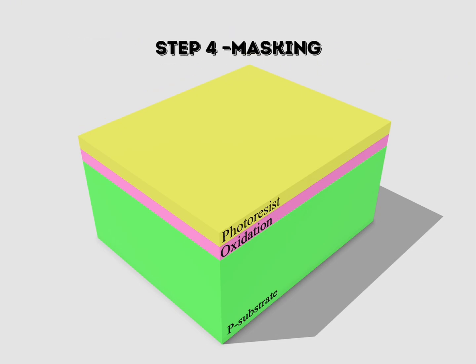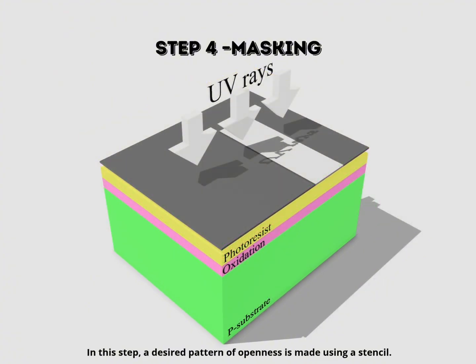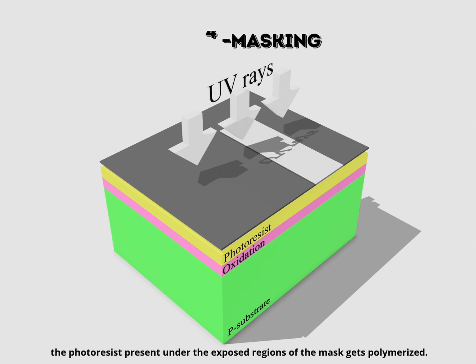Step 4. Masking. This step is the continuation of the photolithography process. In this step, a desired pattern of openings is made using a stencil. This stencil is used as a mask over the photoresist. The substrate is now exposed to UV rays. The photoresist present under the exposed region of the mask gets polymerized.